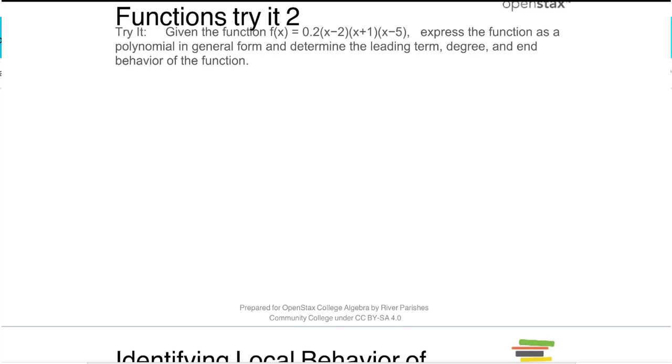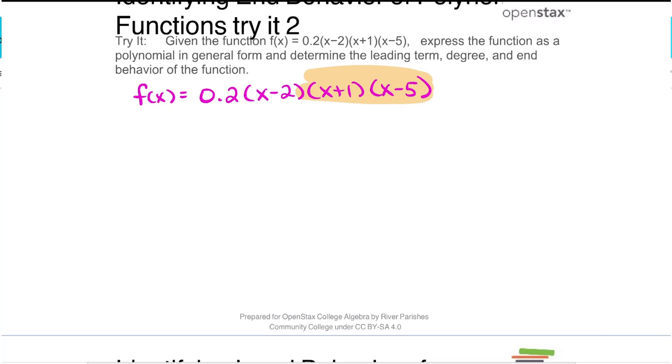Alright, so first we need to put it in general form. So I have f of x is equal to 0.2 times x minus 2 times x plus 1 times x minus 5. It's up to you the order you want to go in, but it's multiplication, so you can multiply in any order. So I'm just going to start at the end here. I'm going to do x plus 1 times x minus 5. And I'm going to end up with x squared minus 4x minus 5.